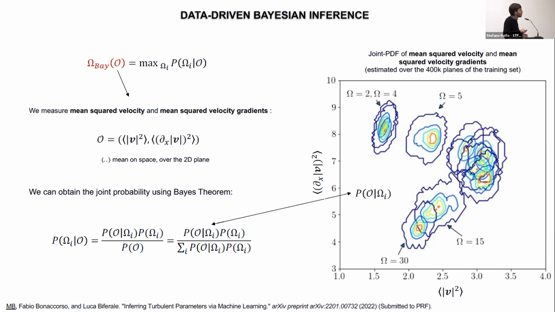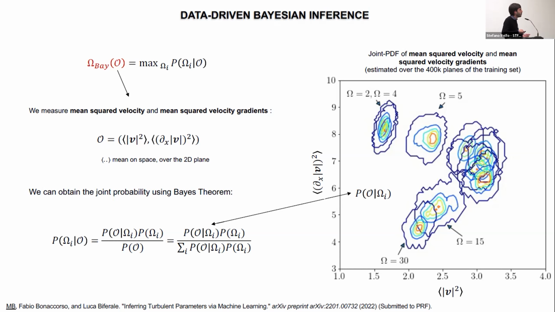So once we have this conditional probability, then we can choose the Bayes inference, the Bayes estimation, as the value of omega that maximizes this conditional probability. So now the first problem is to choose an observable that is representative. And here, for example, we have chosen the velocity modulus squared, which is representative of the large scale features of the flow.